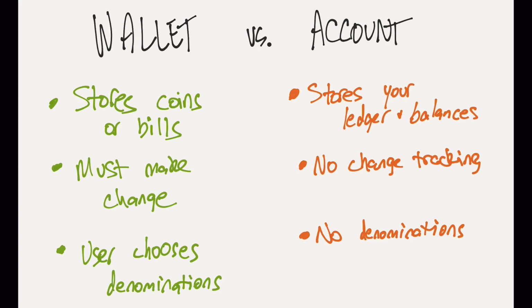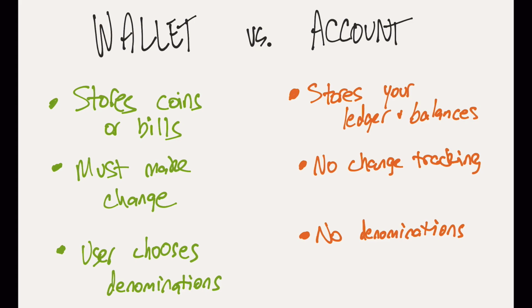There's no change tracking, and by change here I don't mean in the data model or programming sense. I mean change in the money sense. So you don't need to make change in the account model because you can send the exact amount you need to somebody. So there's no concept of change making just because there's no need for it. We've abstracted the change away in the account model.